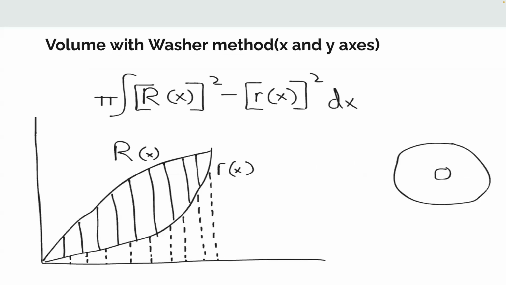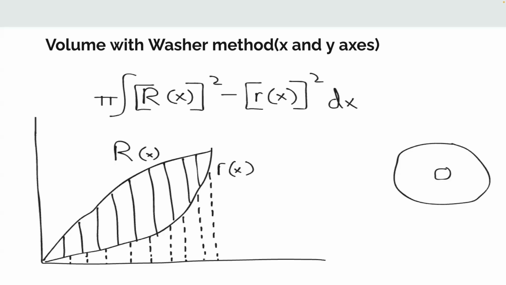Okay, now going on to the washer method. So we went over the disk method, but what do you do if there's a gap? If you want to create a solid of revolution, but there's a missing area. So here I have an example. I have this cross-sectional area, and let's say I want to revolve it around the x-axis. You see I drew the dotted lines. There's a gap there because it's the cross-sectional area of two functions. So if you revolve it around the x-axis, there's going to be a hole in between.